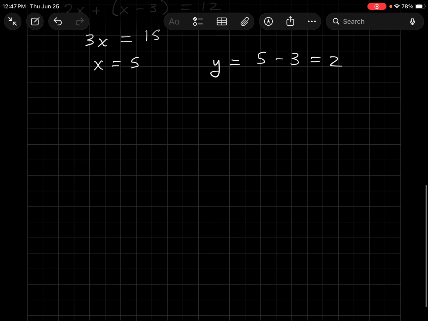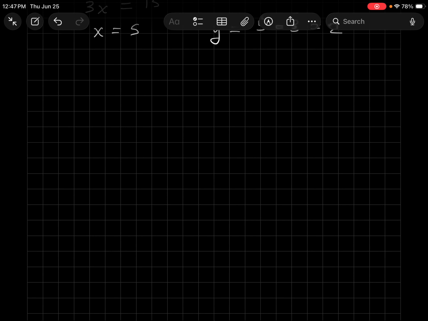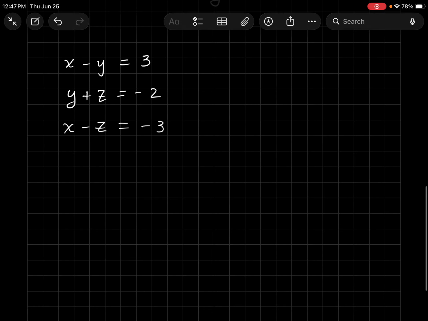All right, let's do one more. How about this one? x minus y equals 3, y plus z equals negative 2, and x minus z equals negative 3. Now, there are different ways to solve. You can guess and check. We can eliminate, but we're practicing substitution here. So do you have an idea of what you could do?